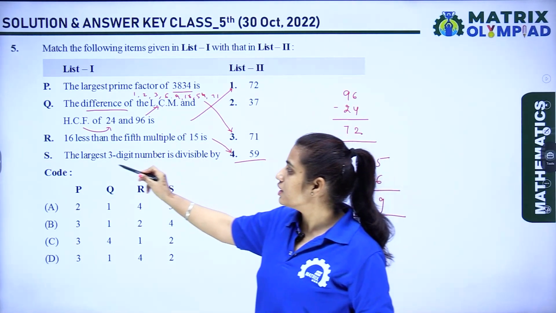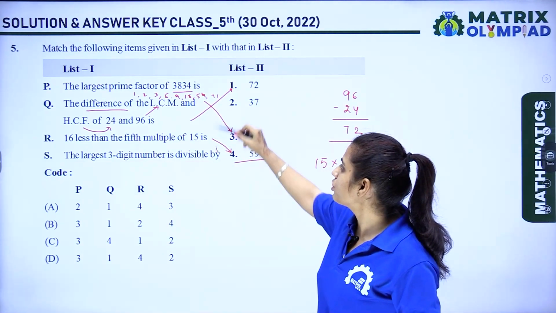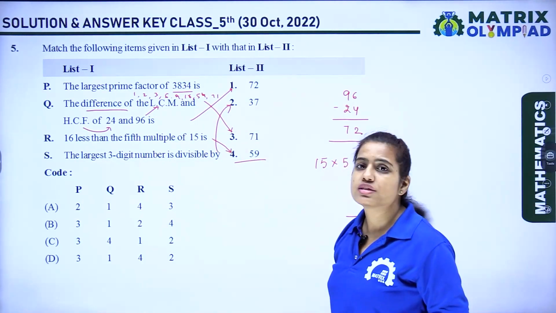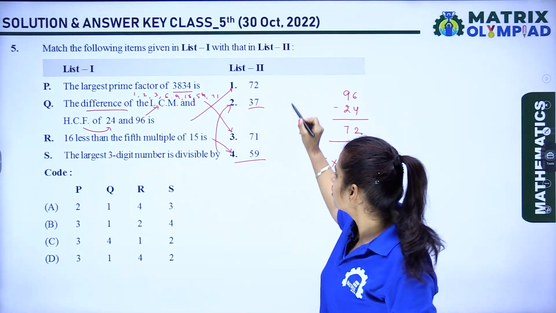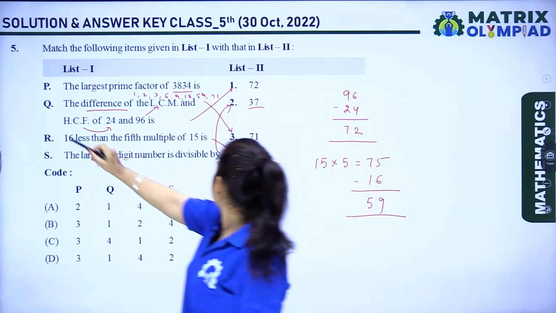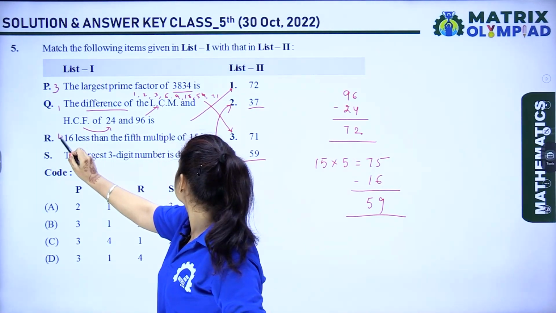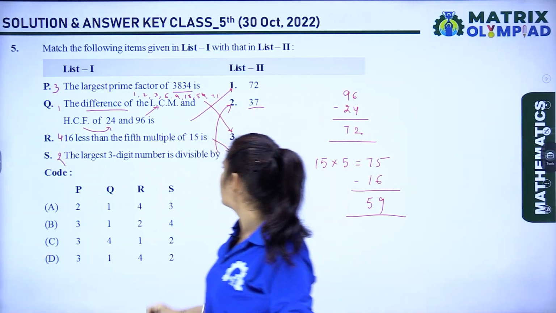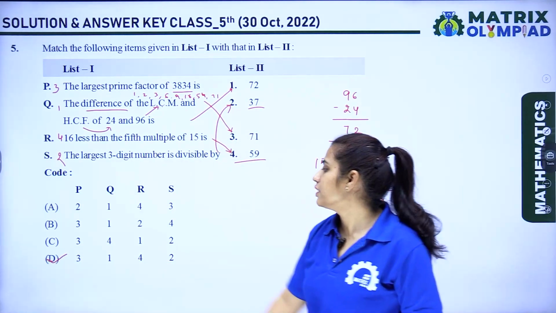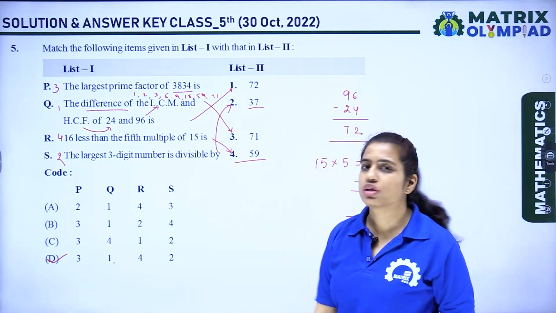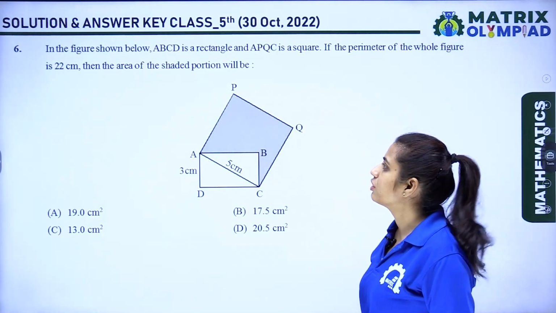Now the last is the largest 3-digit number divisible by. The last option we are left with for the second term is 37. So, our sequence is here, we can write down 3, 1, 4, 2. So, here option D is the correct answer as it is 3, 1, 4, 2. I hope you understood this question. Now, let's begin with the next question.